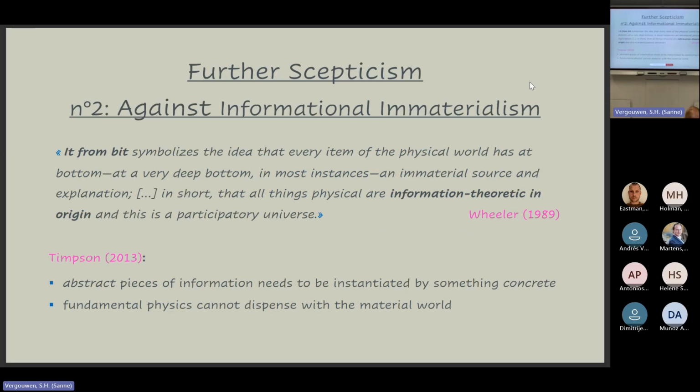Another skepticism, and maybe a deeper one, is by Christopher Timpson. He critiques the famous slogan of Wheeler's, "It from bit." For Timpson, there is a distinction between pieces of information, which are abstracta, and their concrete realization in the world. Slogans like "It from bit" are basically replacing the material component of the world, like fields or particles, with an immaterial basis of information. For Timpson, you should not be able to do that. You always have to instantiate your piece of information into something concrete. So fundamental physics cannot dispense with the material yet.